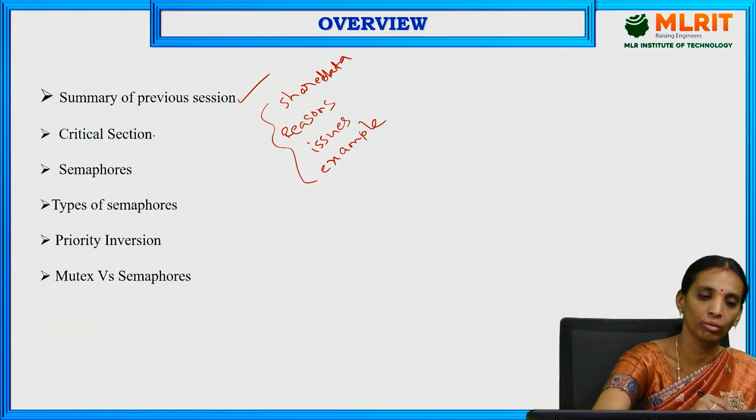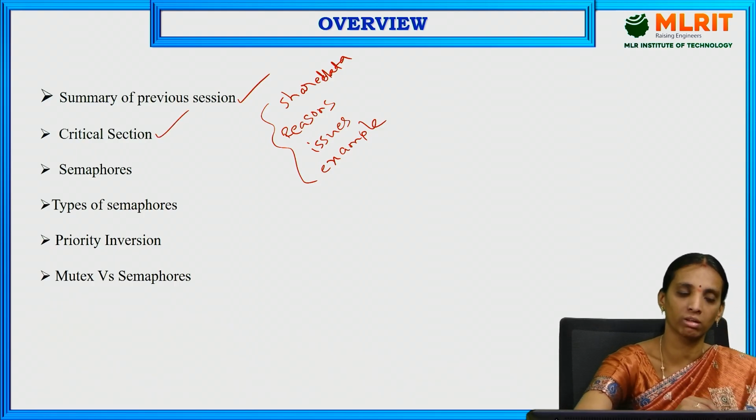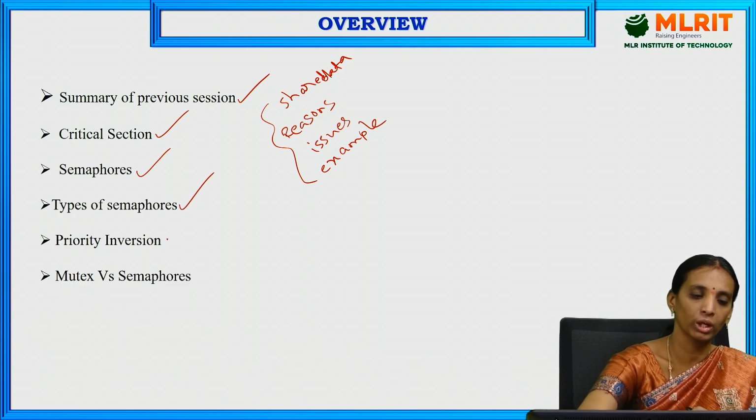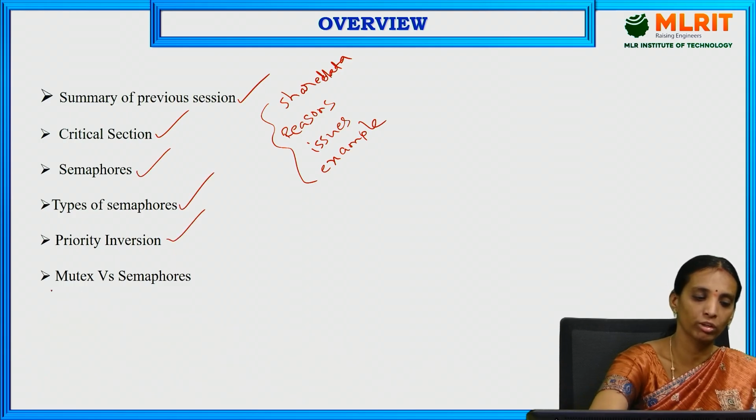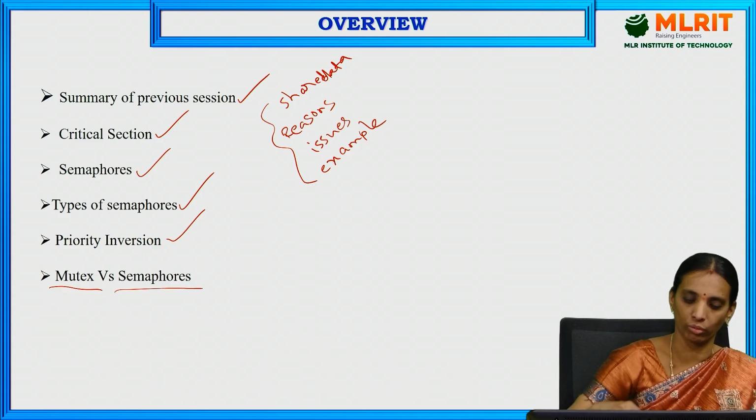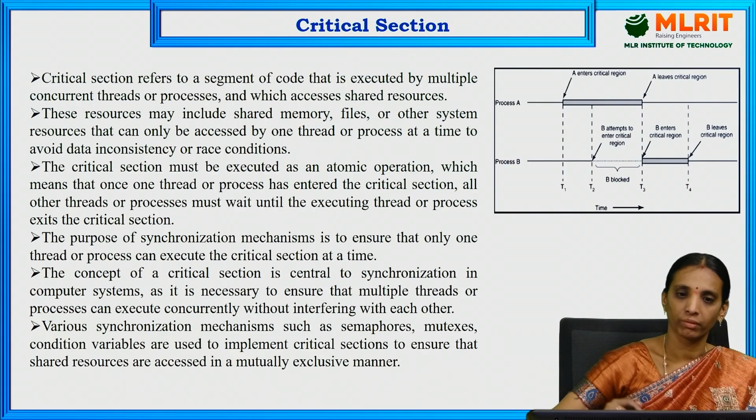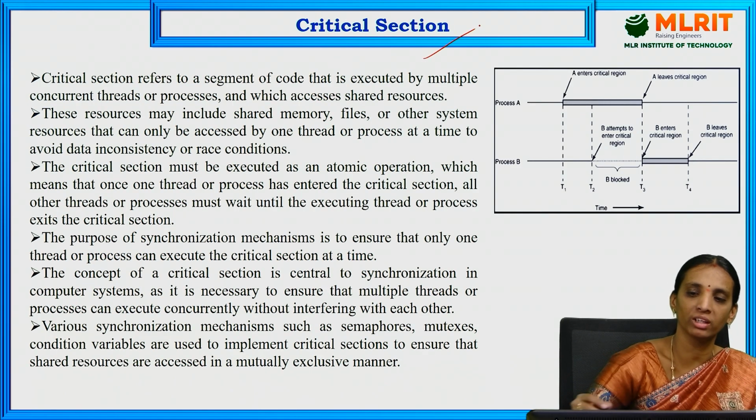Here we are going to discuss what is meant by critical section, what semaphores are, the types of semaphores, priority inversion, and the differences between mutex and semaphores. Going to today's session, the first one is critical section.